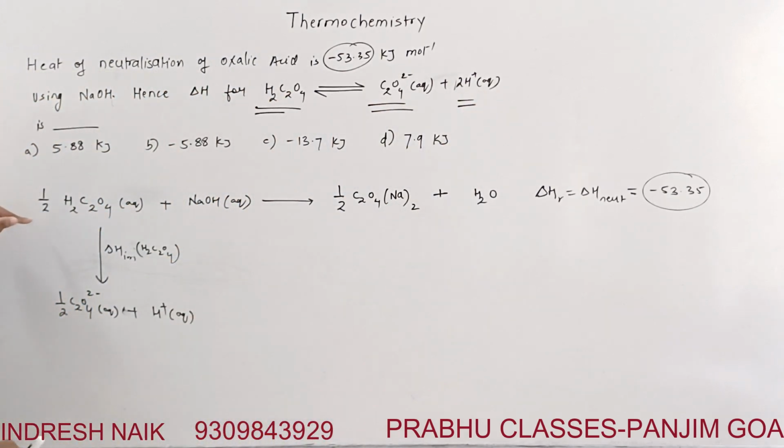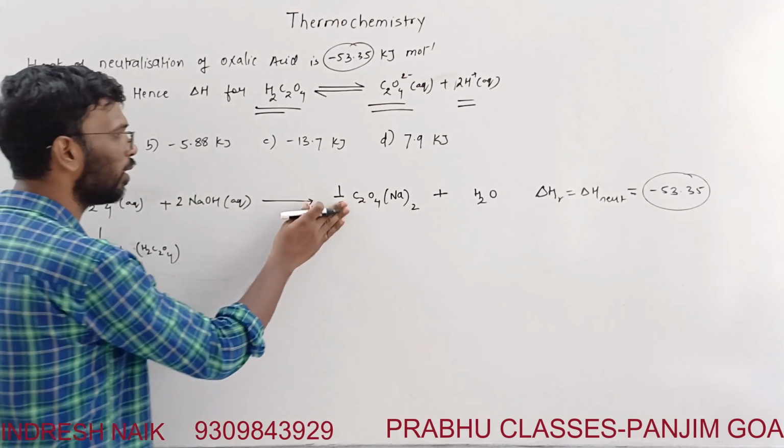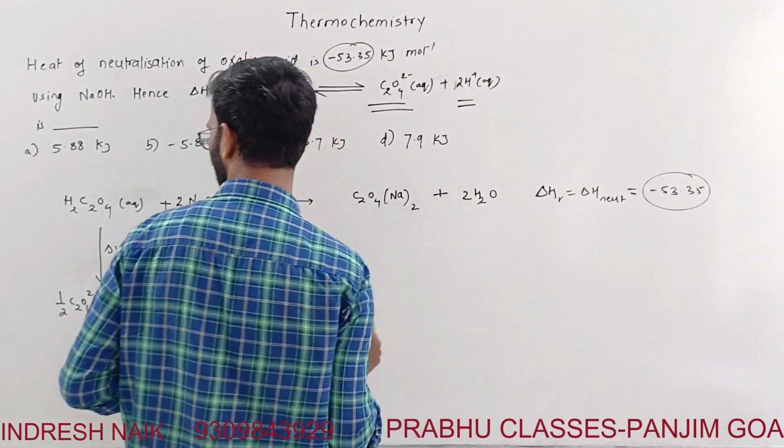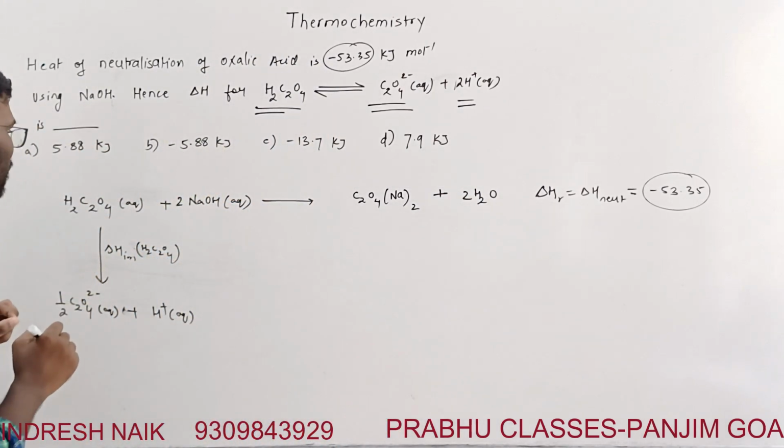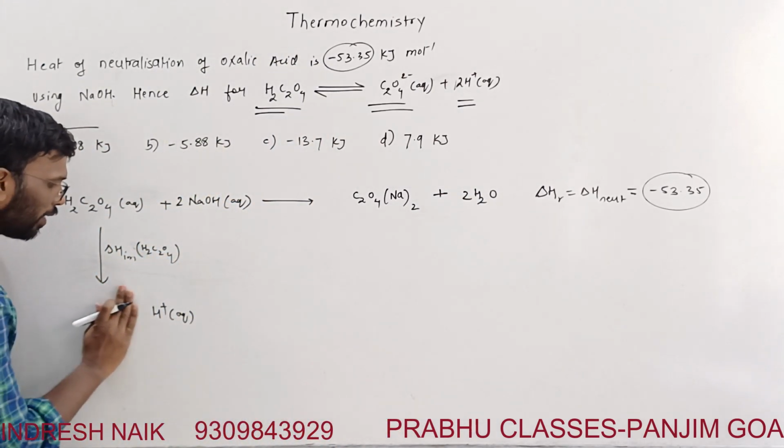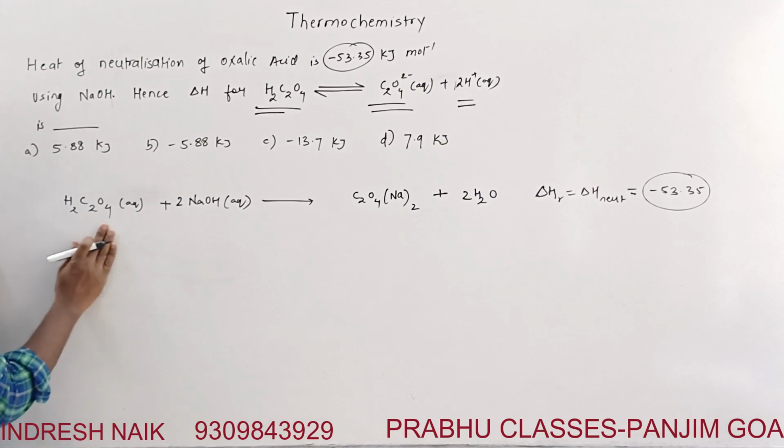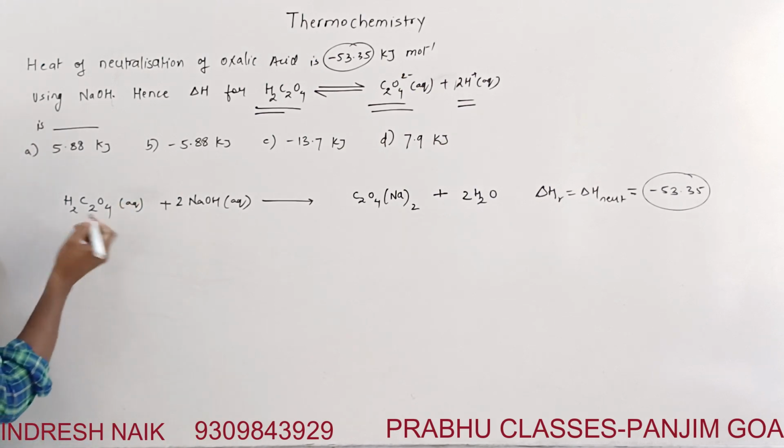Means I need to change this to this. So I'll multiply by 2 over here. This will go and this. So in this case, how many gram equivalent is it? It is 2 gram equivalent.